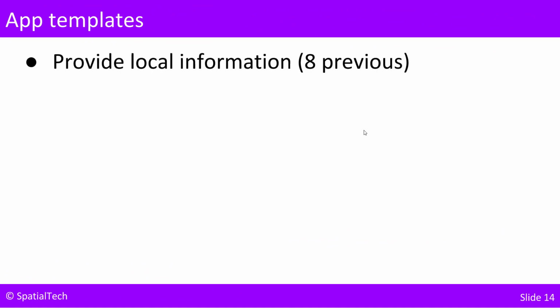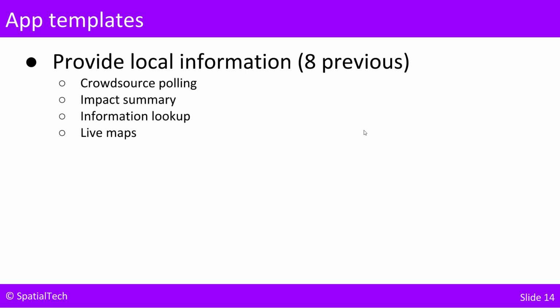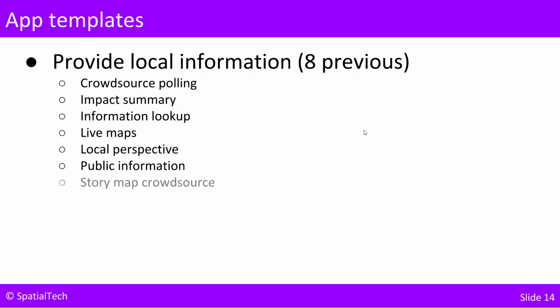There's also provide local information. Some of these are going to start repeating because they've shown up in other areas. So the crowdsource polling, impact summary, information lookup, live maps, local perspective. There it is again. Very, like I said, very intriguing template, and public information, as well as story map crowdsource. Okay, and so there's a lot of templates and different applications that you can use for different sorts of purposes, and the map tour as well.